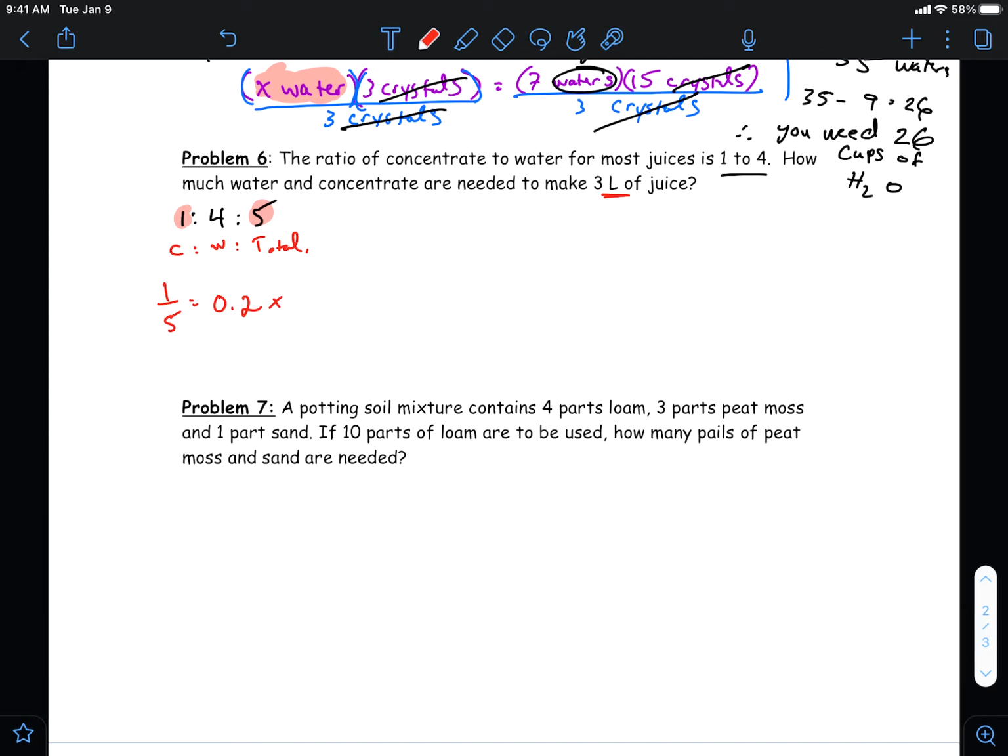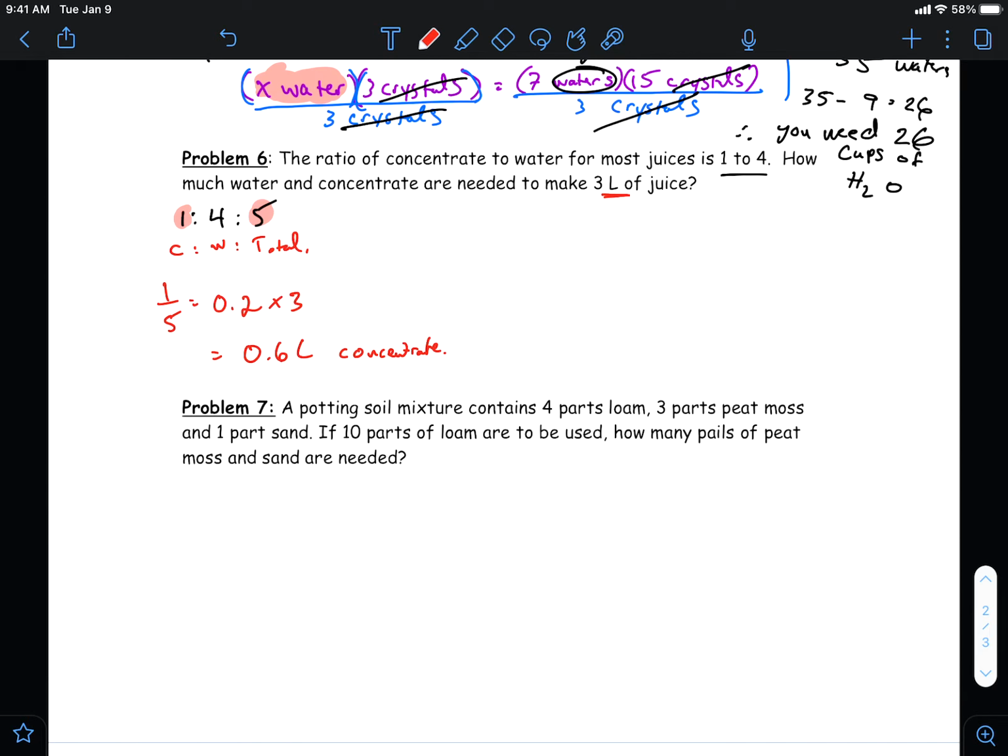Does that make sense? So we just multiply by 3. 0.2 times 3 should be, if I'm not mistaken, 0.6. Okay, and that's going to be your concentrate, like your sugar packet or something like that.